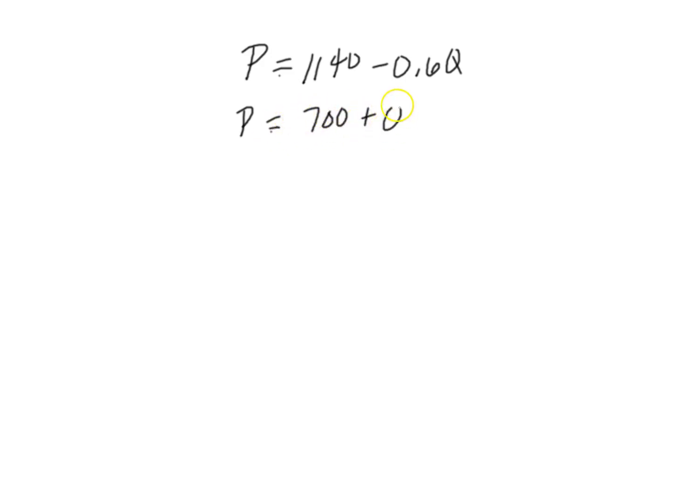Basically in that question I give you the demand curve for a bond, and it's going to be the price of the bond equals 1,040 minus 0.6 Q, and the supply curve for the bond is going to be P equals 700 plus Q.